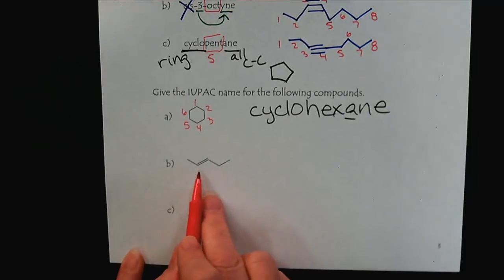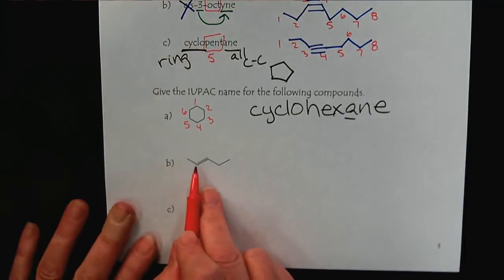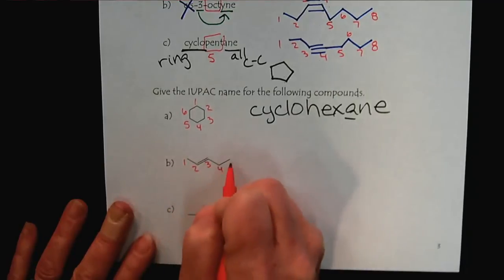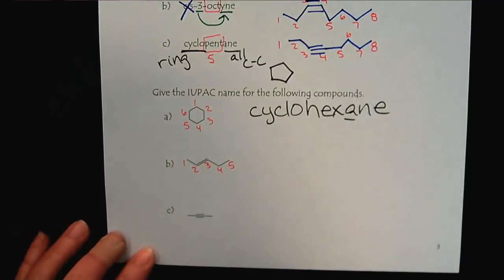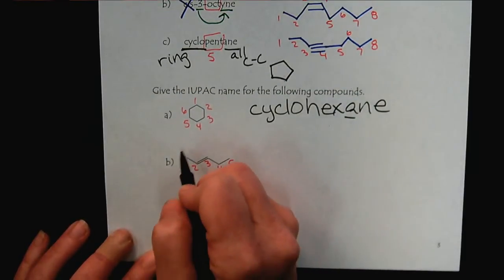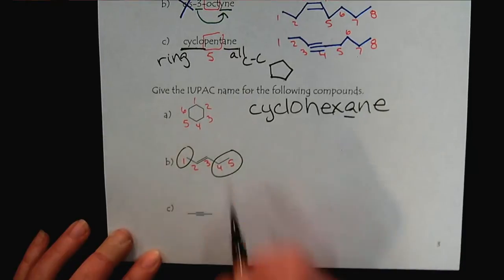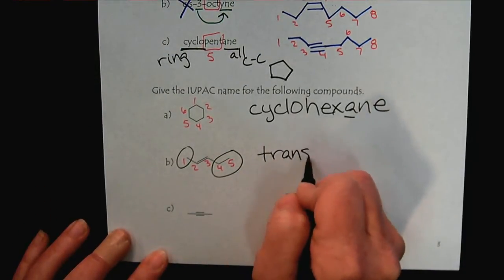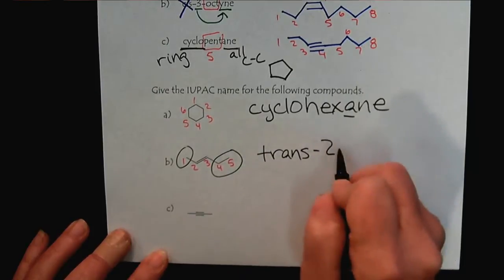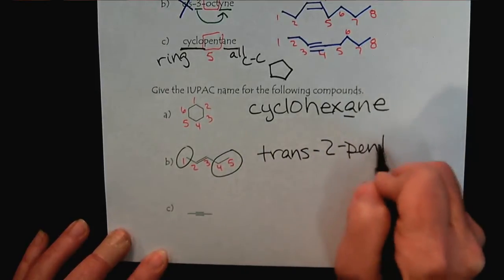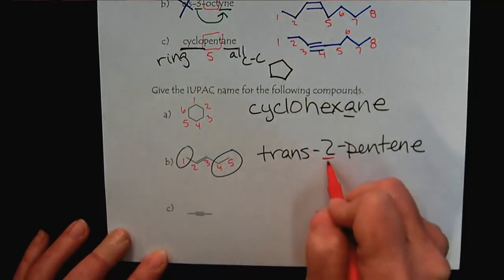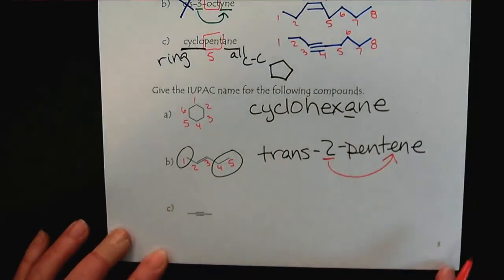Alrighty. Now for this next one, we have a double bond. So remember, we want to name it to give this the lowest possible number. In this case, we're going to number left to right because that gives us a 2. And notice in this case, right there, it's across the double bond. So we would say trans-2-pentene, remembering that the 2 is telling everybody where the double bond occurs.